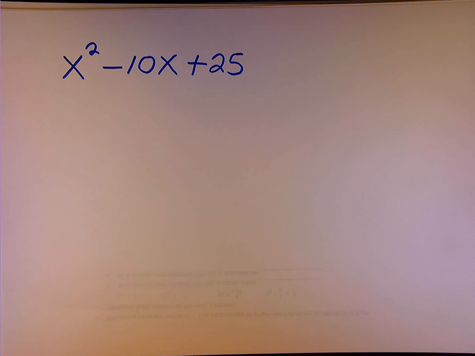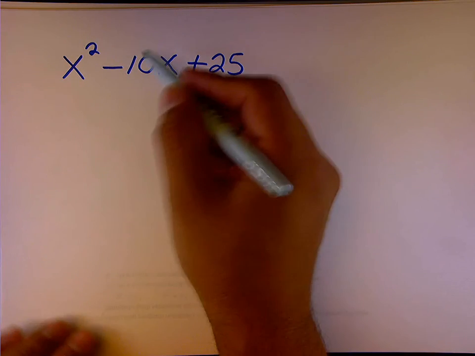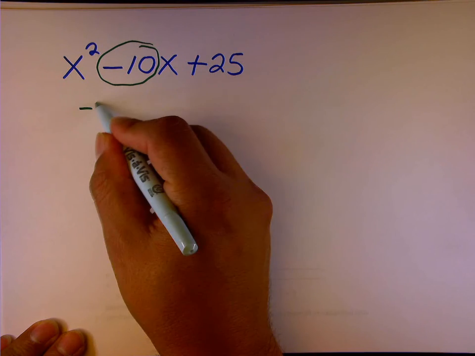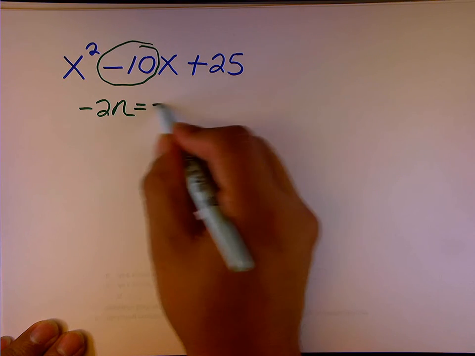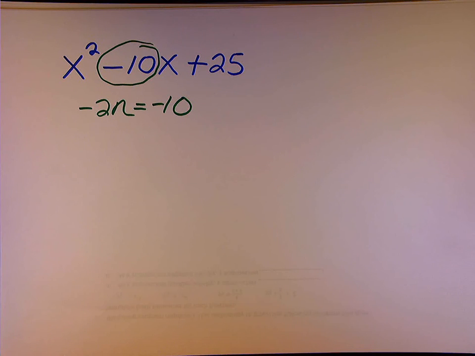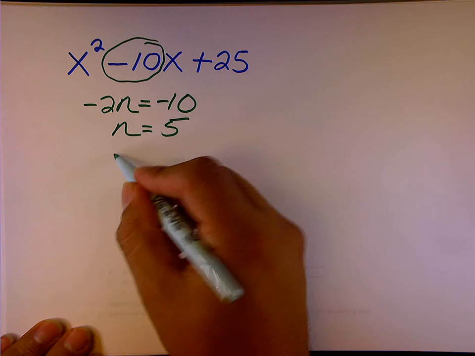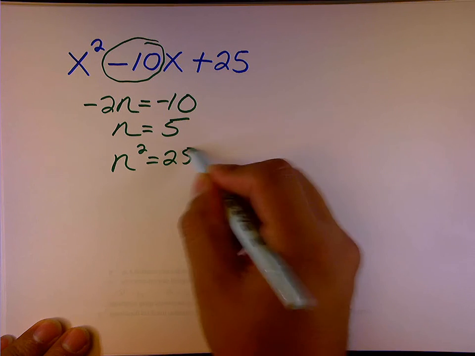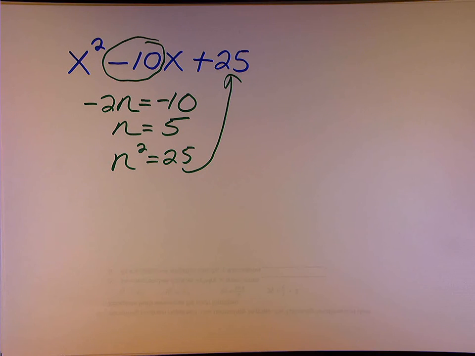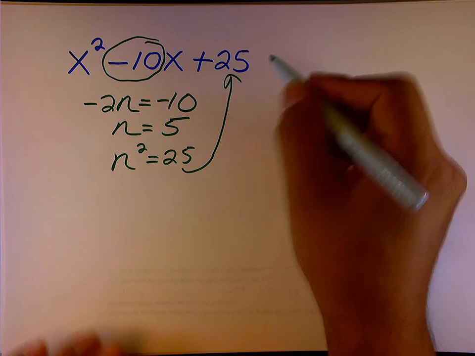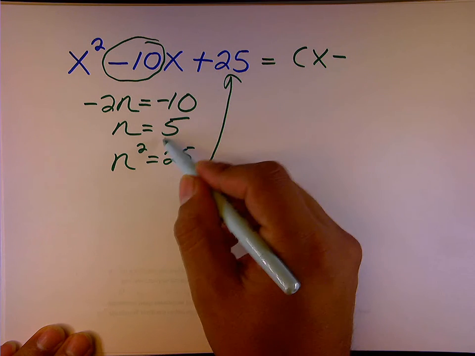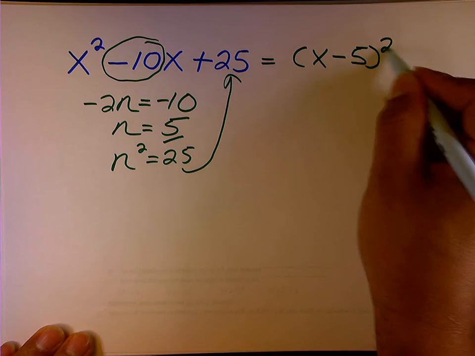So here's how I will start the process. If I have a perfect square trinomial, this number in front of the x is negative 2 times the number I am looking for. Now I will find that number by dividing both sides by negative 2. Now, to have a perfect square trinomial, the very last number must be that n squared. So, do we have n squared? Yes, then I can write this in the factored form. The factored form of this trinomial is (x minus n) quantity squared.